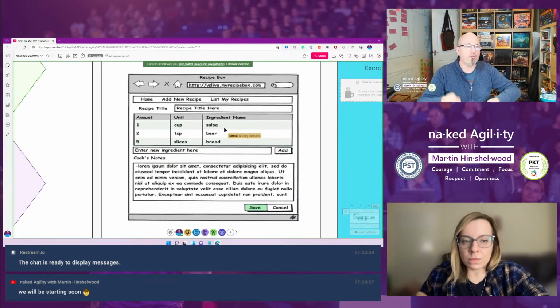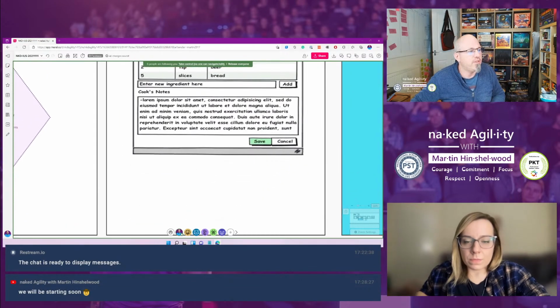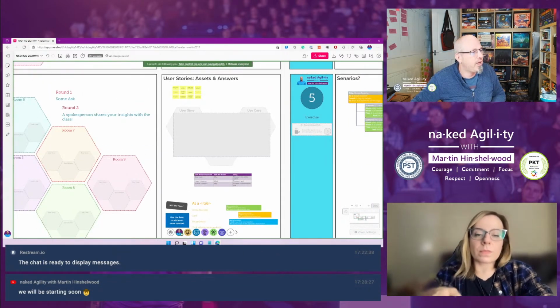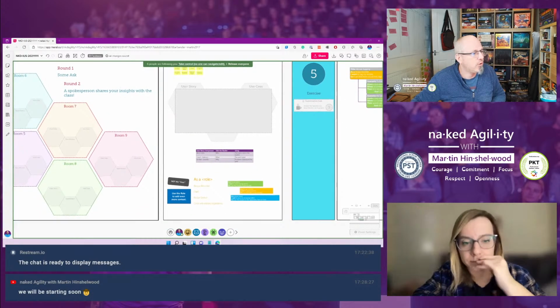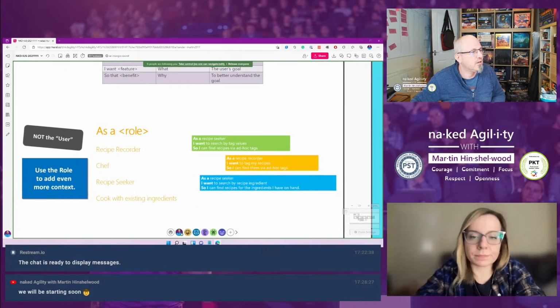What is this thing we're creating? What does it look like? And then you need to start having conversations about it, right? What are the things that we expect users to do with this? So where's my user stories? There we go. I have a couple of user stories down here.